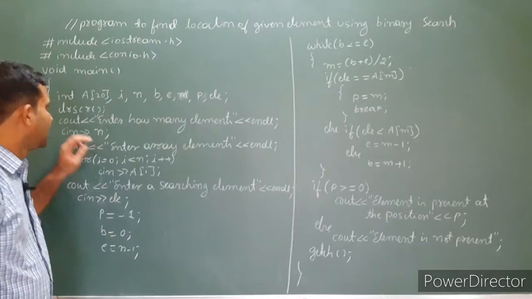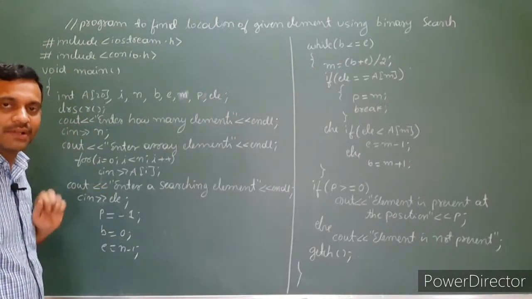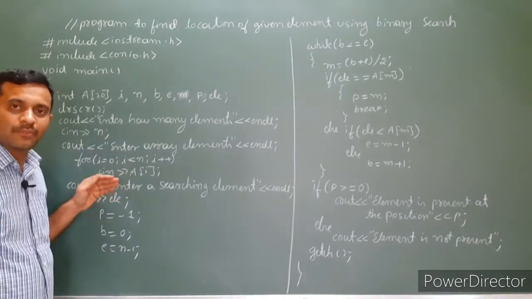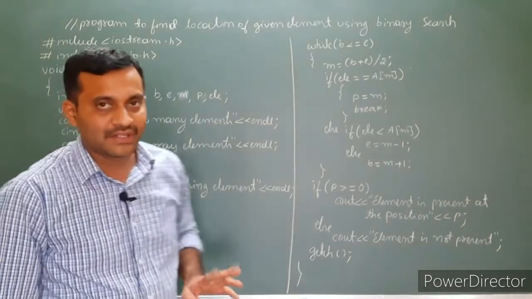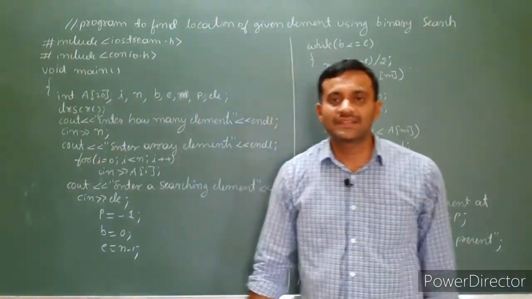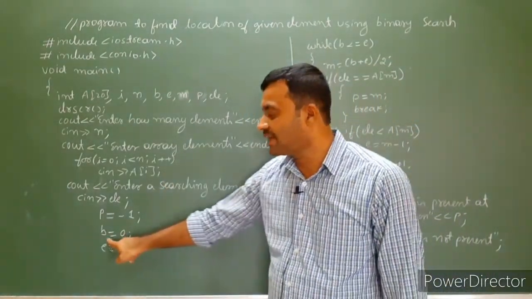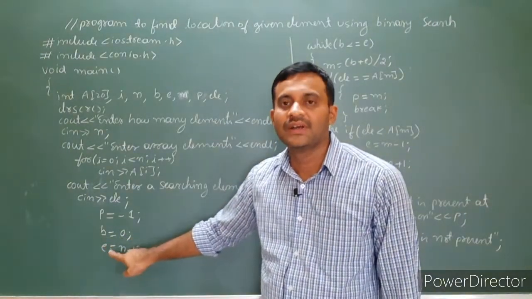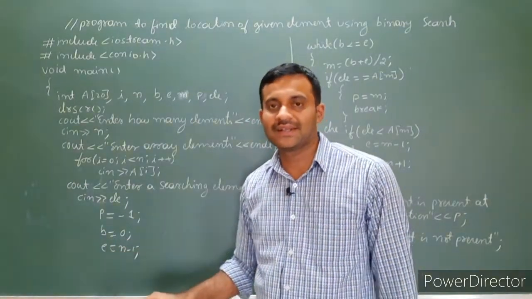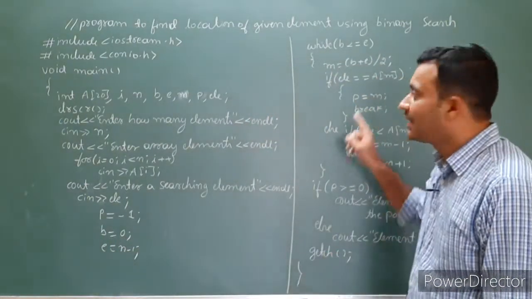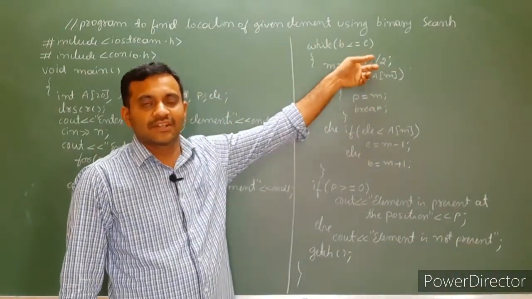See the logic. First we read the number of elements, then read the array elements, also read the searching element. After reading the array elements and searching element, initialize. First we have to initialize position equals -1. The meaning of position equals -1 is the searching element is not present in the given array. At the same time, initialize beginning from the lower bound, ending from the upper bound. B equals 0, e equals n minus 1. That is the initialization. Then repeat the steps until beginning is less than or equal to end.